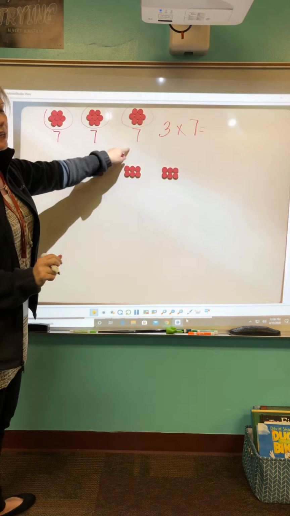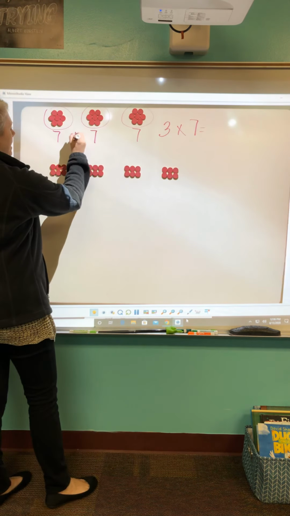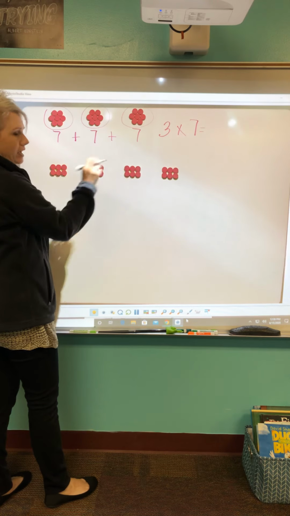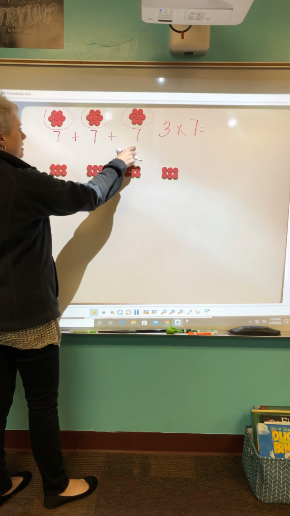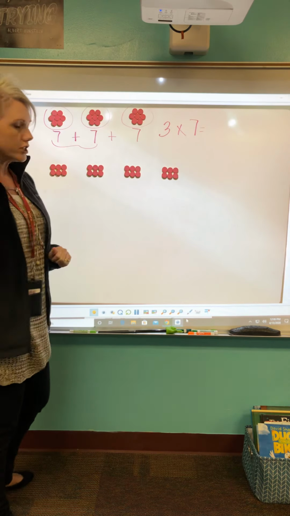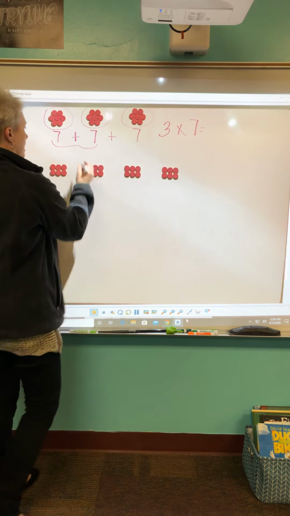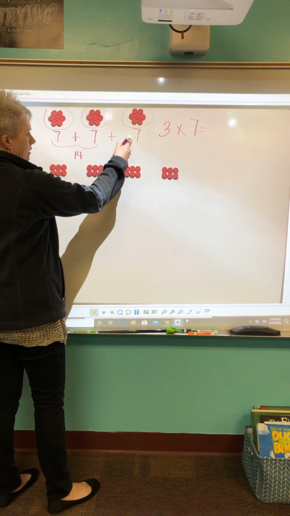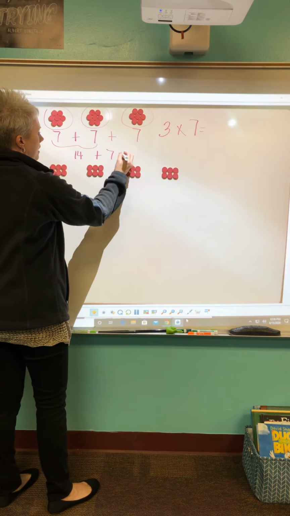Remember, when I do this, I have 3 groups of 7. I'm just adding all my numbers together. I'm just adding my 7 three times. So 7 plus 7 plus 7. Let's do the math. 7 plus 7 is what? Shout it out. 14. Very good. Now I have to add 7 more.